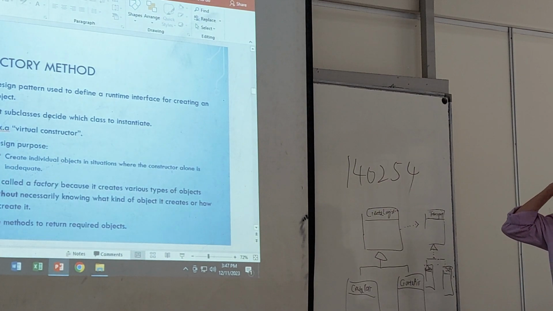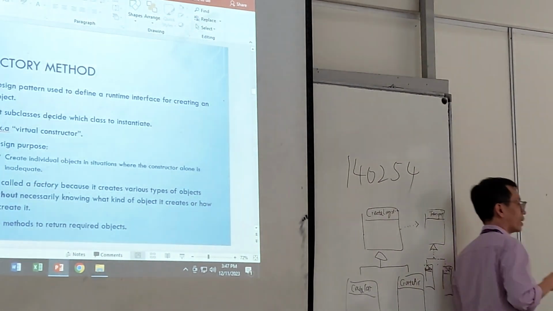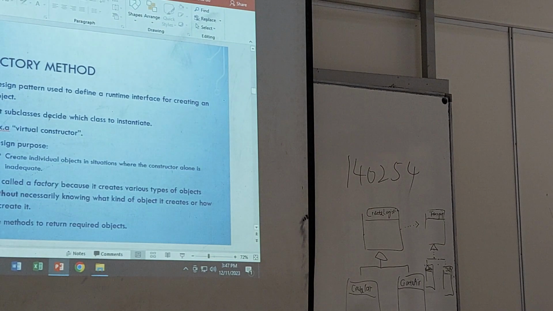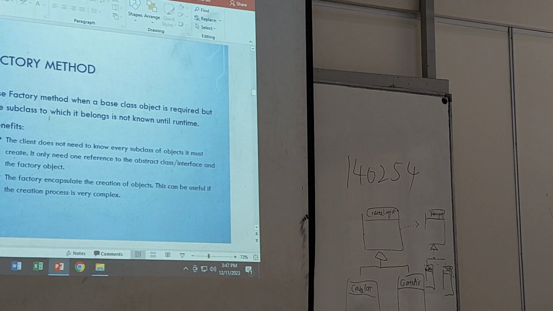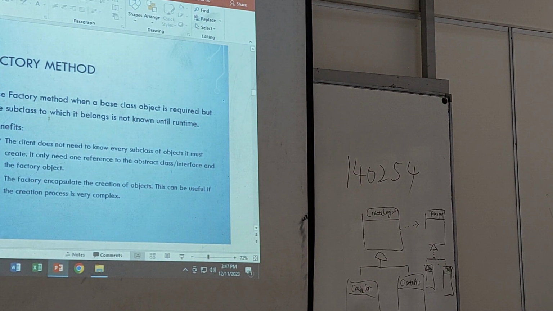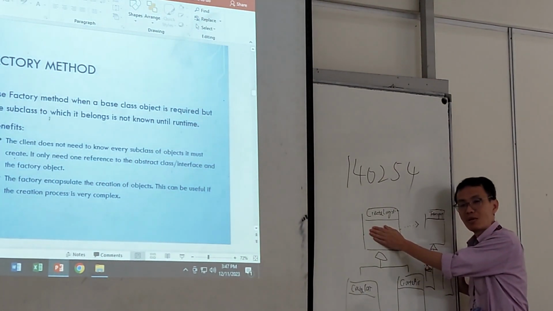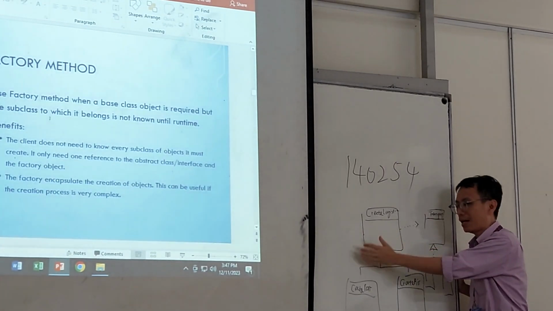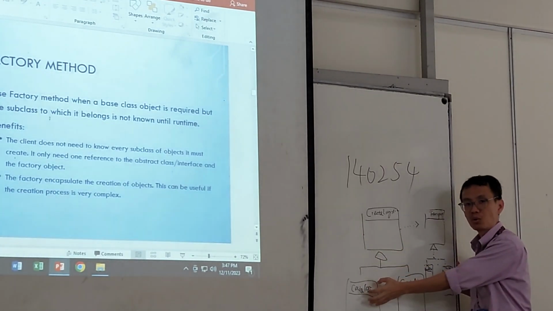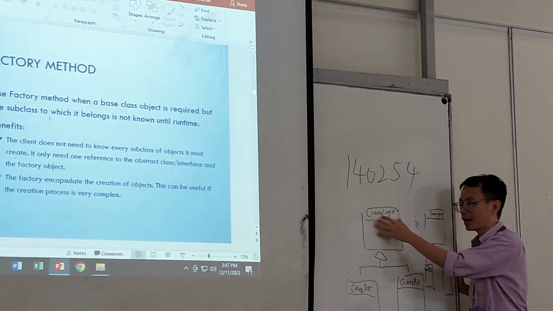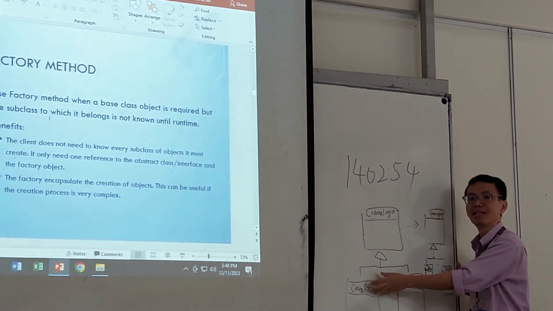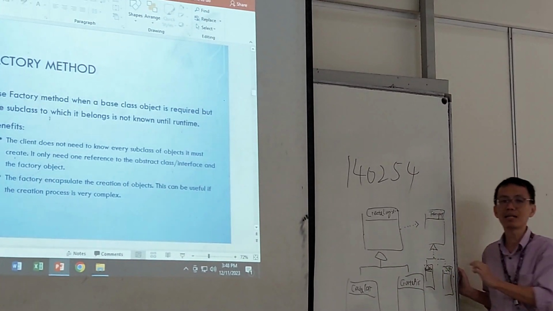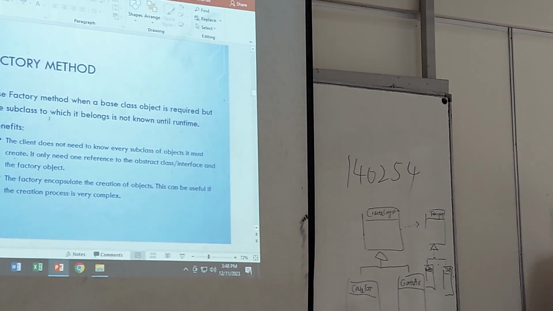So, and what else? Use factory method when the base class object is required, but the subclass to which it belongs is not known until runtime. Yeah, we have a required base class. When we run it, we do not know what kind of transport we are going to create. Understand? So when we run, we do not want to have just a car. Understand? So this is the purpose of using factory method.